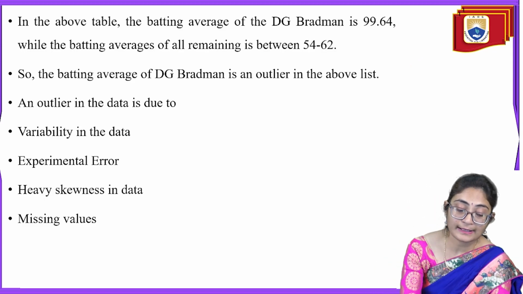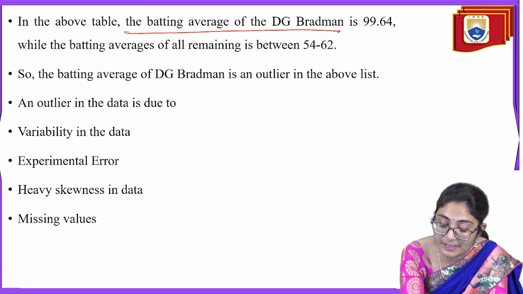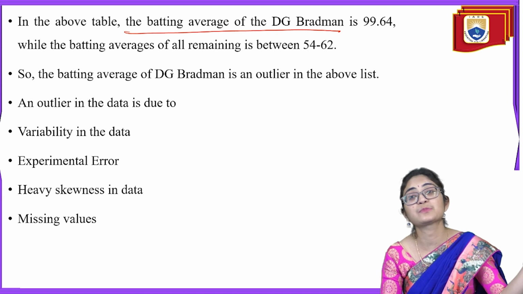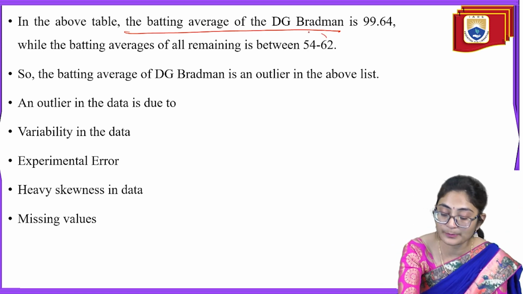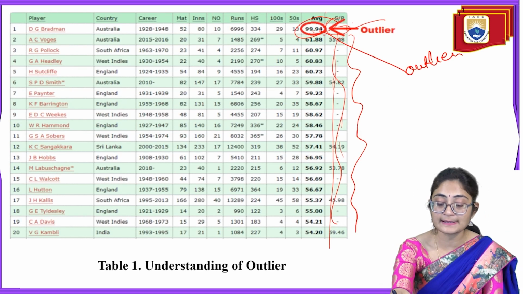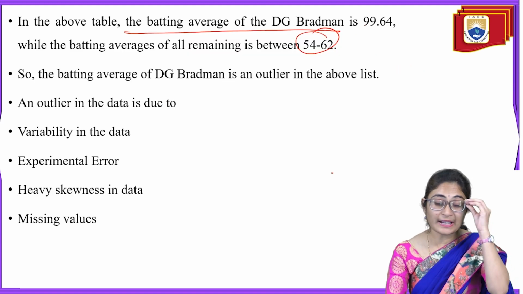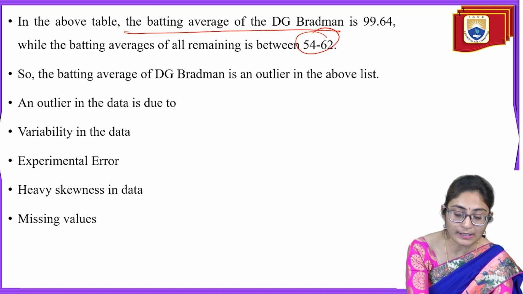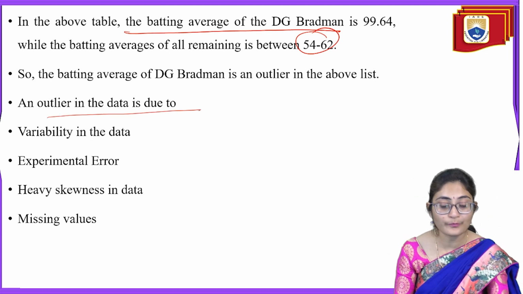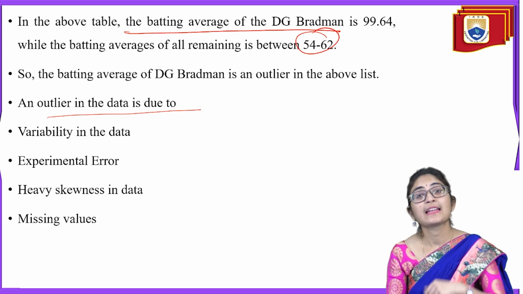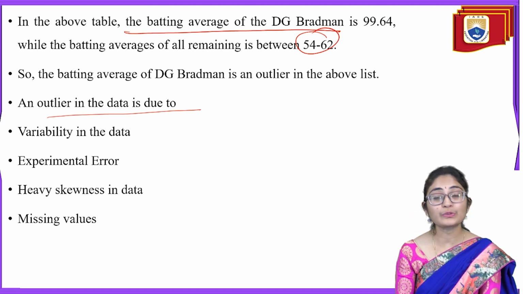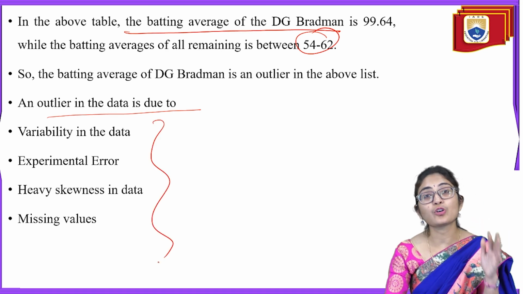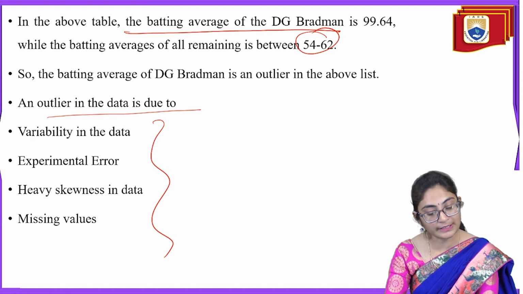In the above table, the batting average of DG Bradman is 99.94, while the batting averages of all the remaining players are between 54 and 62, as you have already seen in this table. So the batting average of DG Bradman is an outlier in the above list, and outliers in data are due to variability in the data, experimental error, heavy skewness in the data, or missing values. These are the causes of outliers in your data.